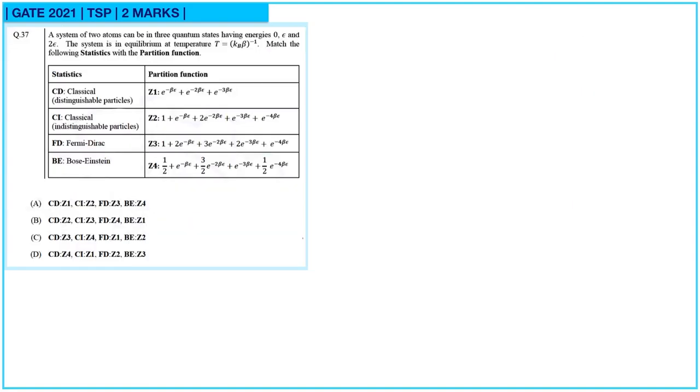Next question. A system of two atoms can be in three quantum states having energies 0, E and 2E. The system is in equilibrium at temperature T is equal to Kb beta inverse. Match the following statistics with the partition function. Now first is classical distinguishable particles. So here energies are 0, E and 2E. So let us consider two particles A and B because they are distinguishable particles, and consider energy levels 2E, E and 0. So these are the energy levels.